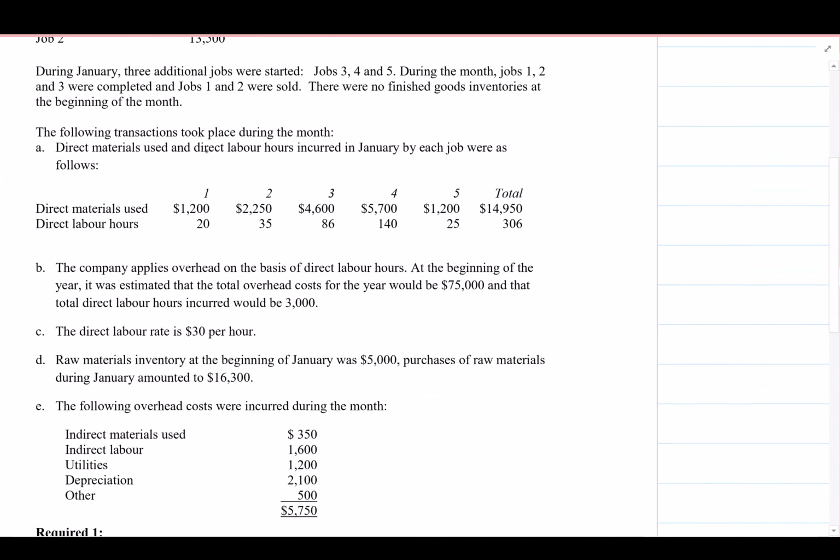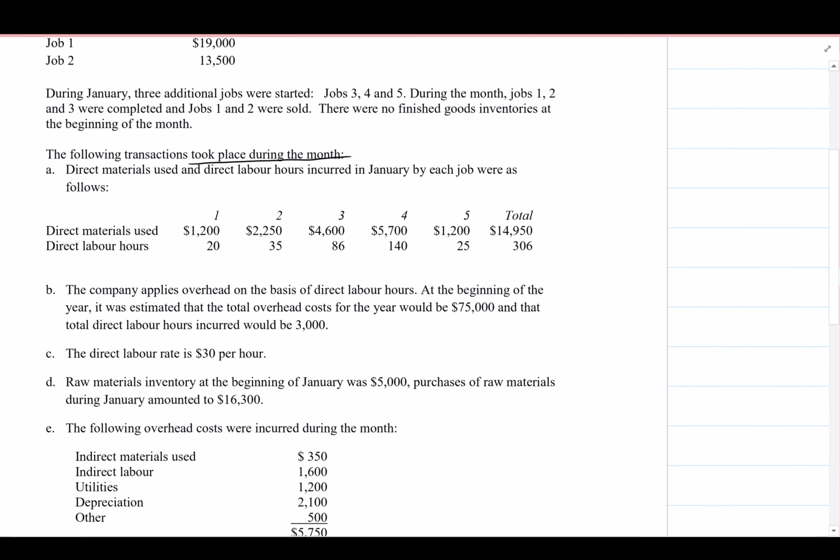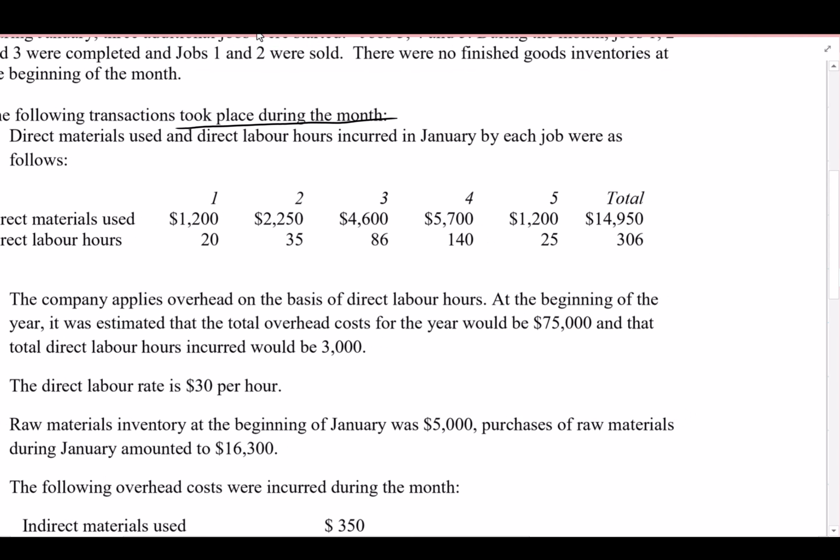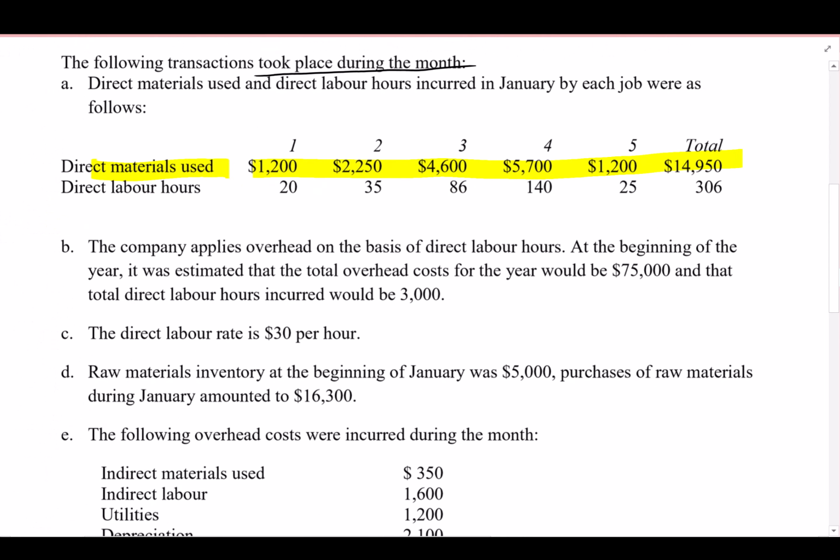The following transactions took place during the month. A, direct materials used and direct labor hours incurred in January by each job were as follows. Oh, so direct materials used by each job is just right here. So we can put that in our direct materials line. Just copy the numbers down.